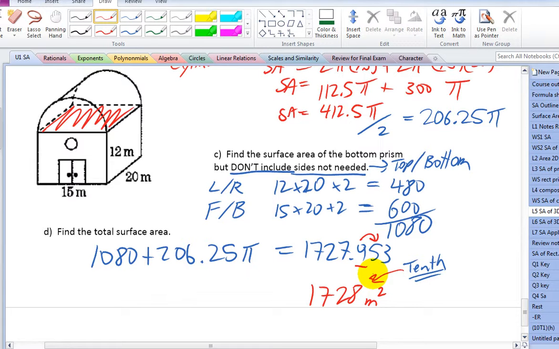Do not use rounded answers in further work. Try to use the exact number in the calculator. If you get stuck on that, use like 4 decimals in further work. Okay? Keep lots of decimals, 4 decimals. But only round final answers. Okay? All right.